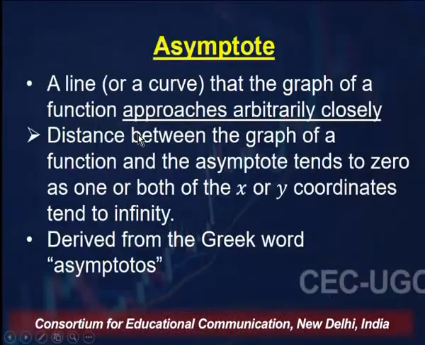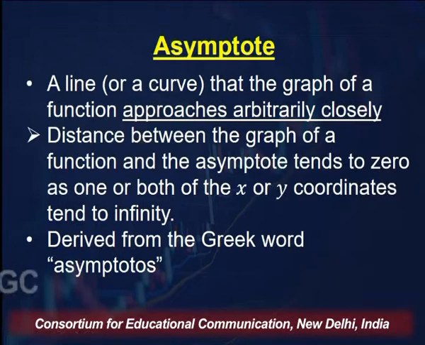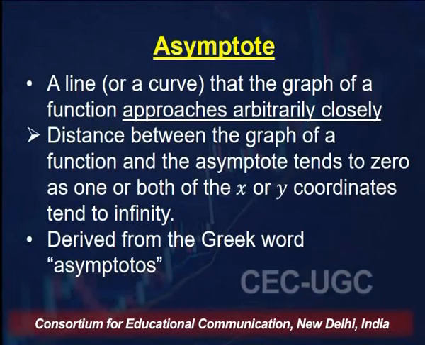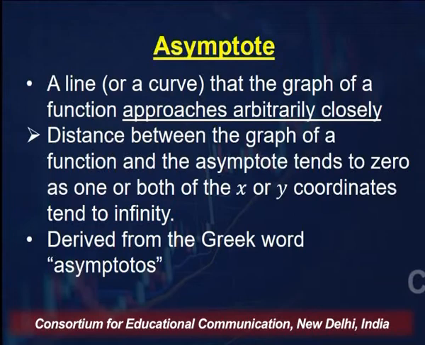Okay, so what do we mean by an asymptote? Look at the slide here. An asymptote is a line or a curve that the graph of a function approaches arbitrarily closely. Now I'm going to make a couple of points here. They may or may not make sense to you at this stage if you haven't done asymptotes before, but just be patient and give me a couple of minutes. Let me first go through these points.